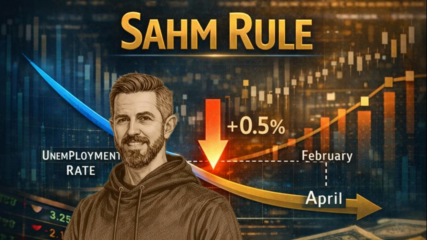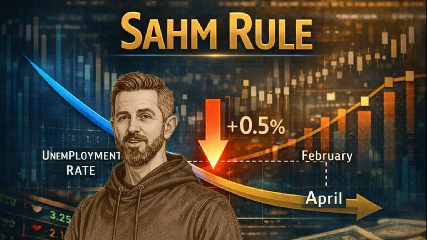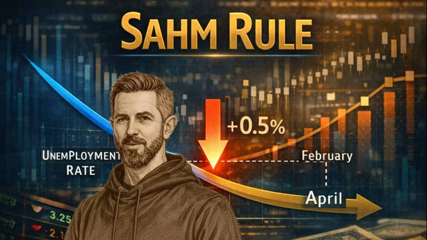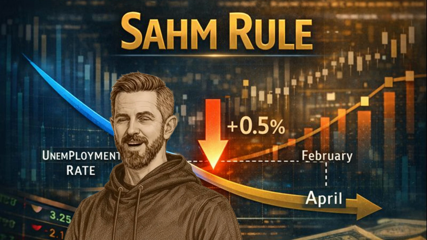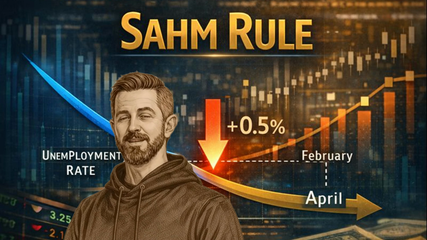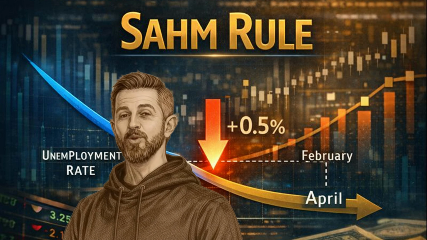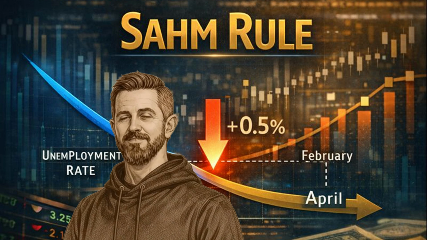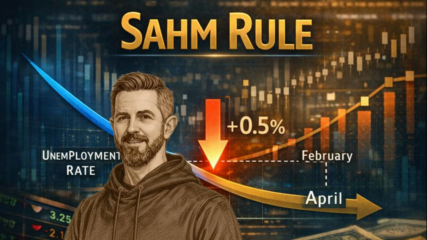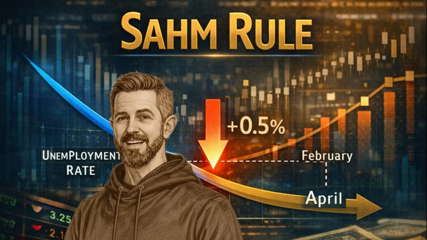The Sahm Rule is a labor market rule created by economist Claudia Sahm. It triggers when unemployment rises meaningfully from a recent low, specifically when the 3-month average rises by about 0.5%. In plain terms, labor conditions are already deteriorating. The Sahm Rule was not designed to predict downturns years in advance. It was built to identify recessions as they are beginning. That design choice matters because it explains why the signal appears late.